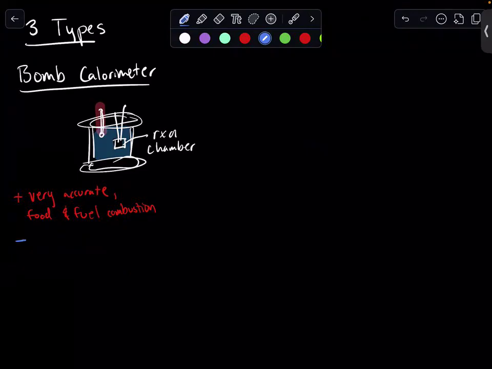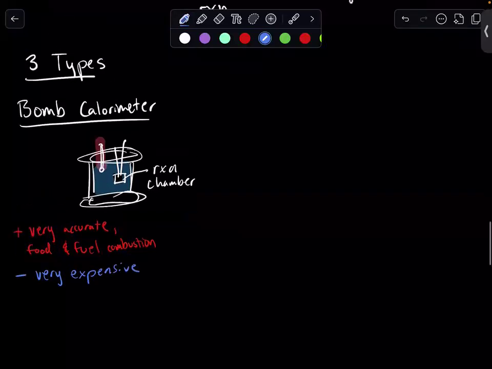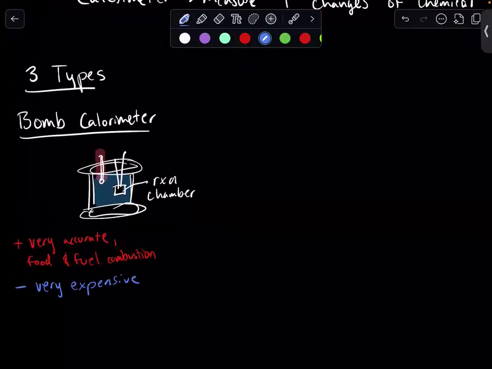But there's a very hefty negative for a school. These are very expensive. So you're not really going to see a bomb calorimeter in your studies unless you go into food science. Now, the next two are two very common types you'll use. One of them is called a metal calorimeter. Metal calorimeter you'll set up for combustion reactions.